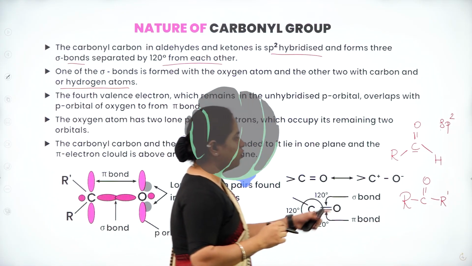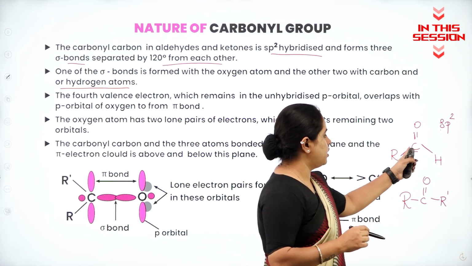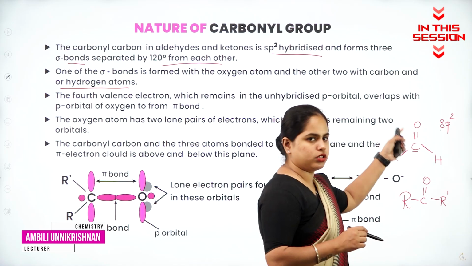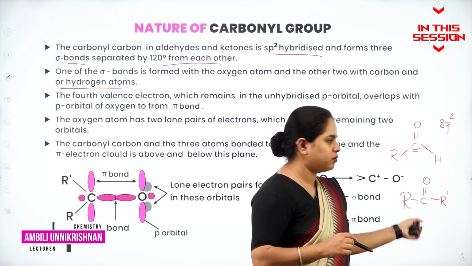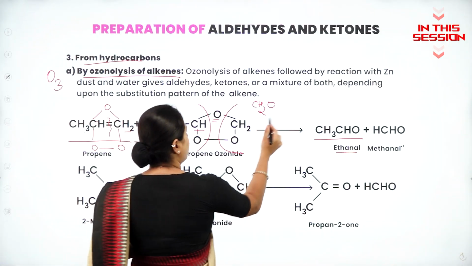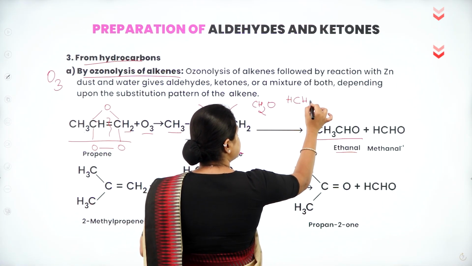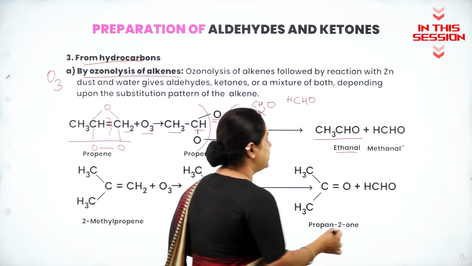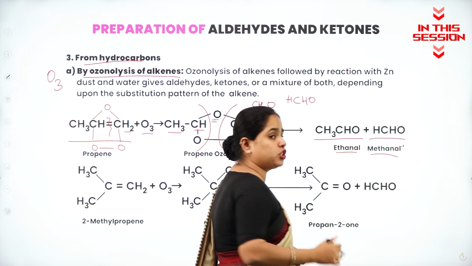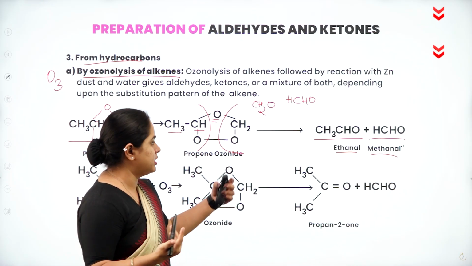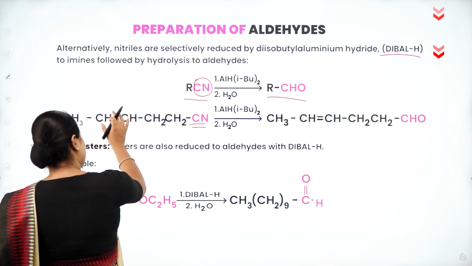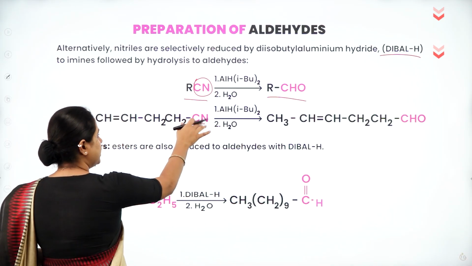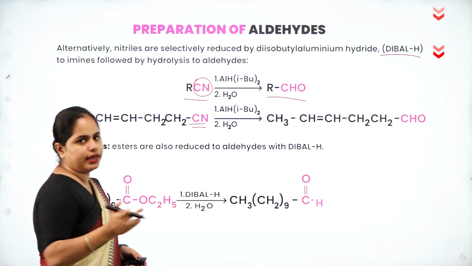So in case of aldehyde, sigma bonds are with carbon atom, hydrogen atom and oxygen atom. And in case of ketone, it is with both carbon atoms and one oxygen atom. CH2O. What is CH2O? It is HCHO. What is HCHO? It is methanol. So you're getting a mixture of two different aldehydes, that is ethanol as well as methanol. This much part will remain the same. Nothing will happen to the double bond also. CN will change to CHO. Aldehyde you are going to get.